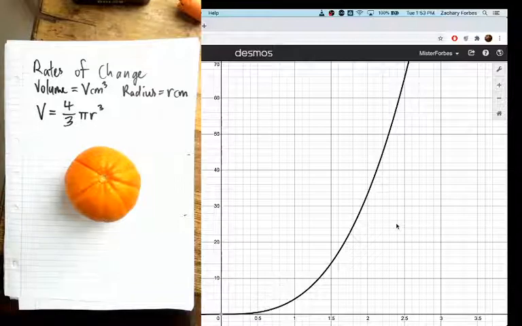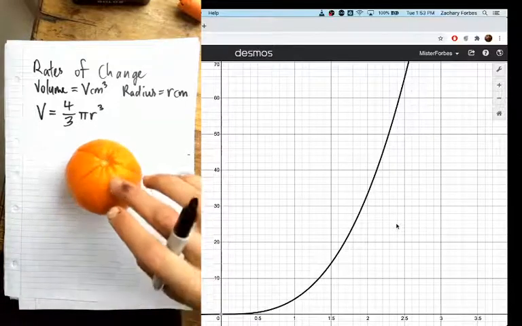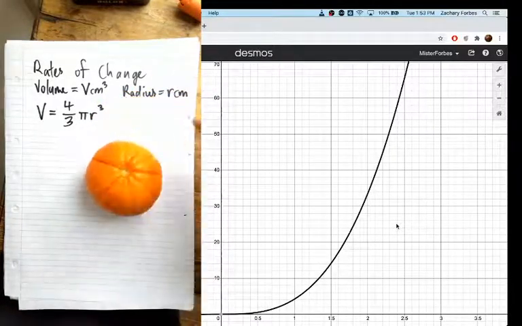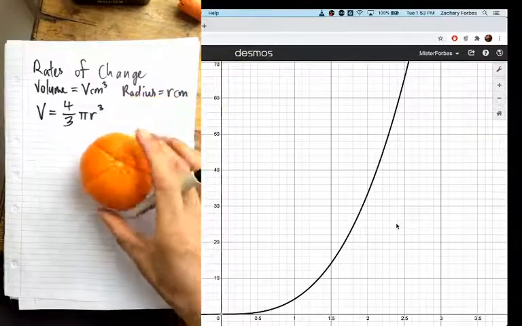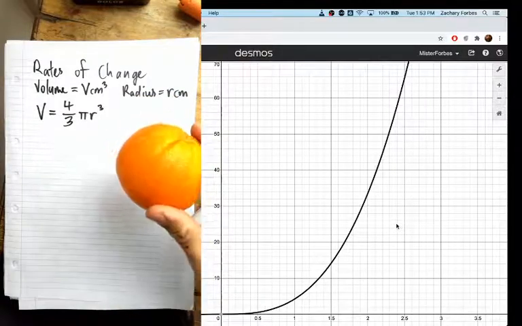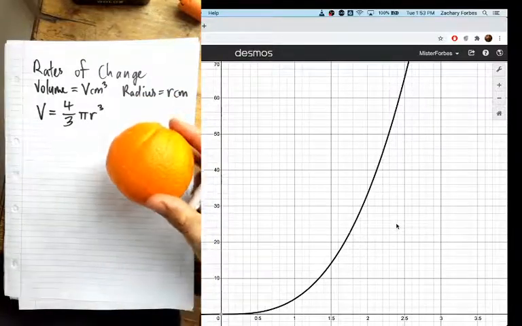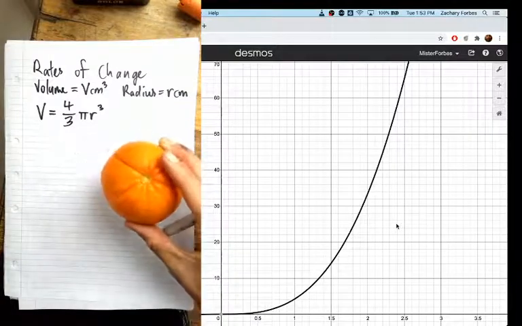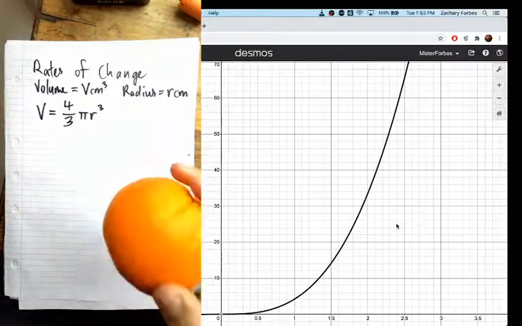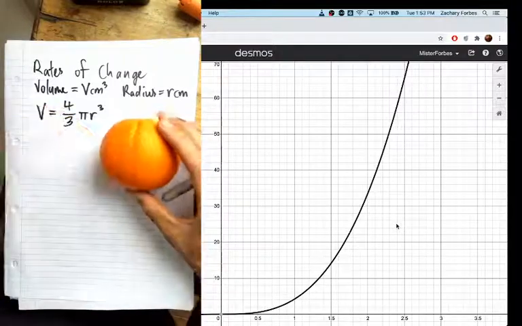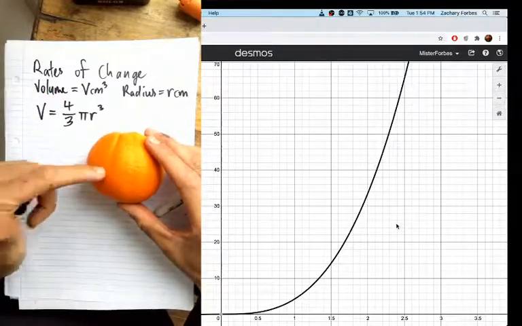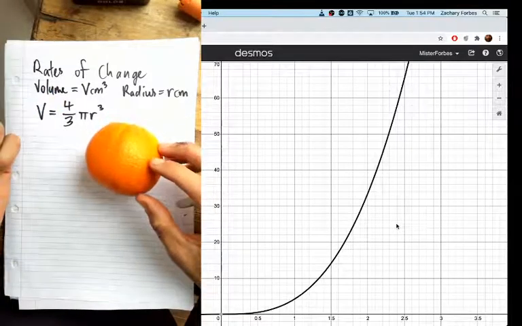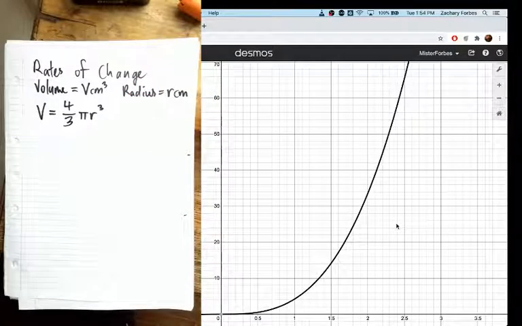All right, so instead of just looking at a radius input and a volume output, I want us to think about how fast this orange would be growing in volume if we knew at what point of radius. I'll say that again. We're going to think about, if the radius was 2 centimeters and it was sitting on the tree, how fast would this orange be growing if it was a perfect sphere? To do that, we are going to need to find a derivative.